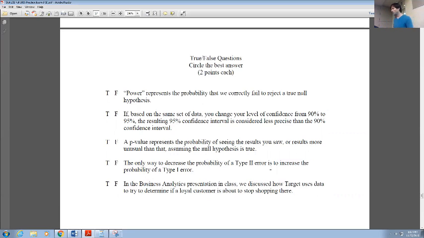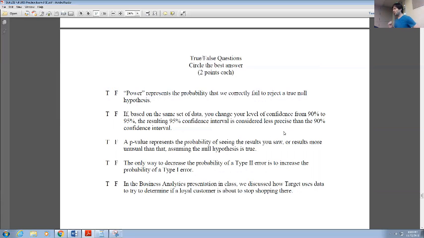So if you just remove that part, power represents the probability that we correctly reject. This would be true if you remove this, but the answer to this is false. This is false because it's that we correctly reject.